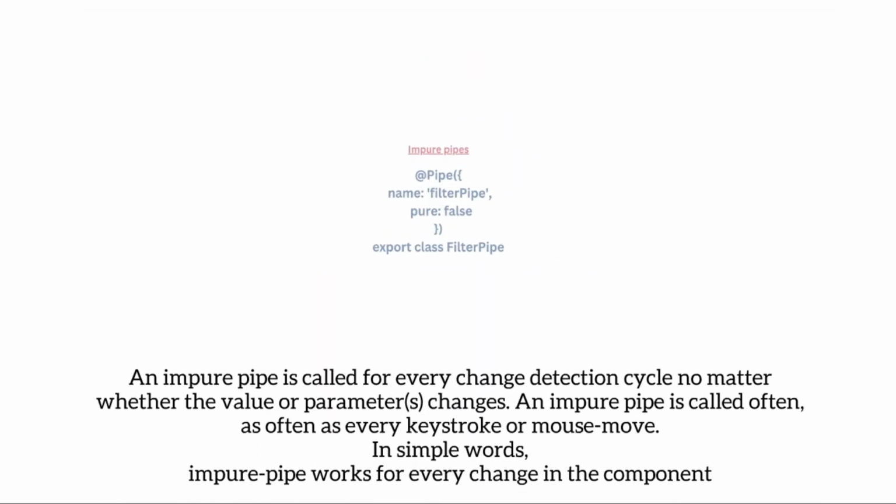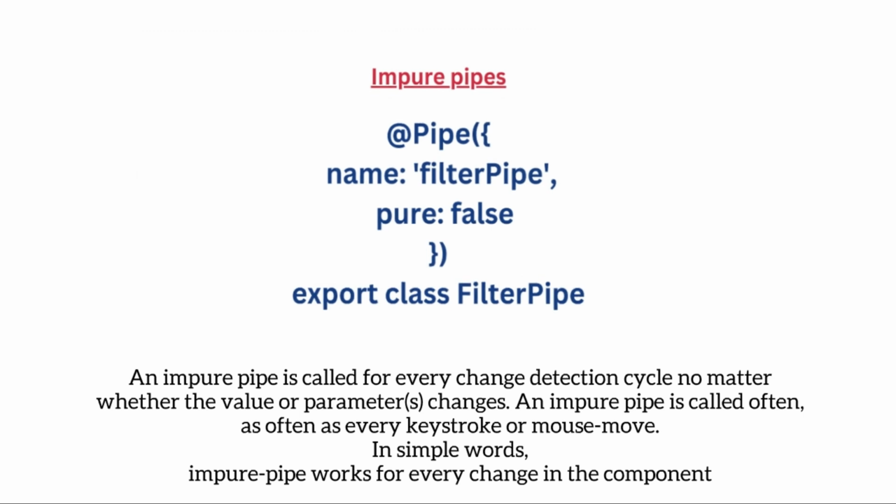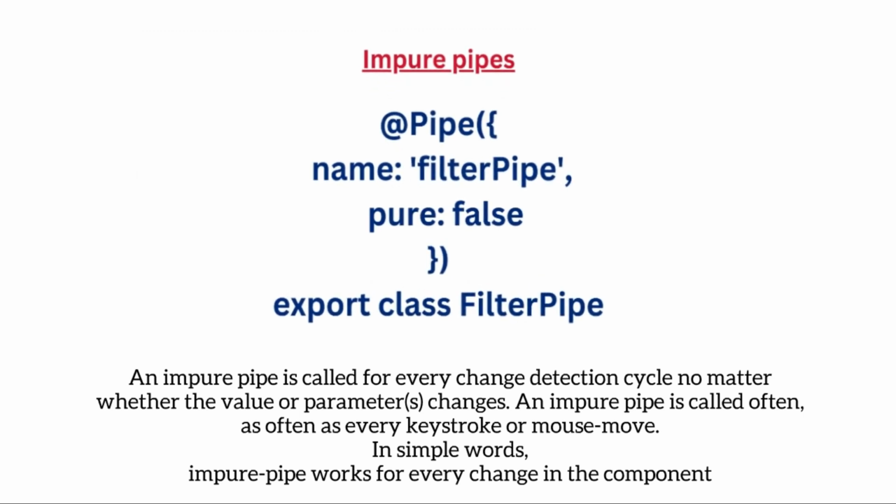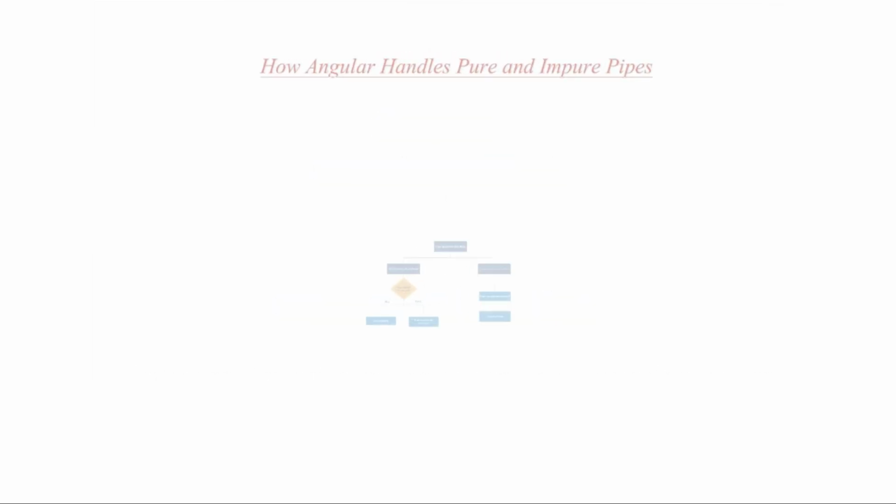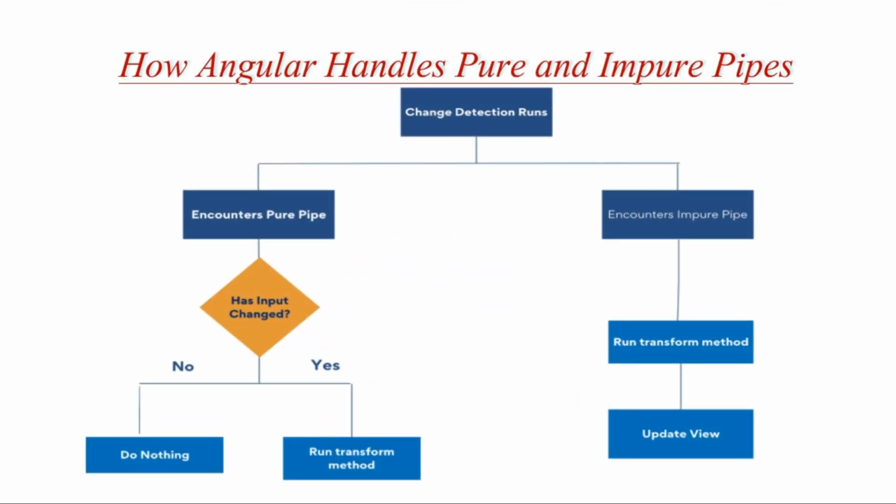An impure pipe is called for every change detection cycle, no matter whether the value or parameters change. An impure pipe is called often, as often as every keystroke or mouse move. In simple words, an impure pipe works for every change in the component. The following diagram describes how Angular handles pure and impure pipes.